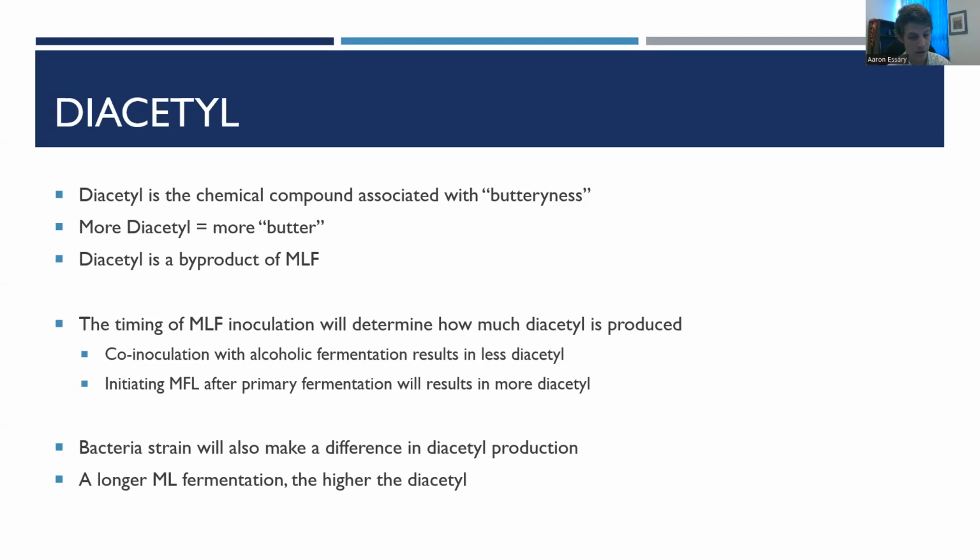And again, bacteria strains make a difference. Some strains produce more diacetyl, some strains produce less diacetyl. So if you want more diacetyl, if you want more butter, select a strain that states it's a high diacetyl production. And then also longer ML fermentations. The longer you drag out malolactic fermentation, usually the more diacetyl is produced as well. So these are just some tidbits. Bacteria strain makes a difference, longer ML fermentation, and initiating MLF after primary fermentation will increase your diacetyl production.